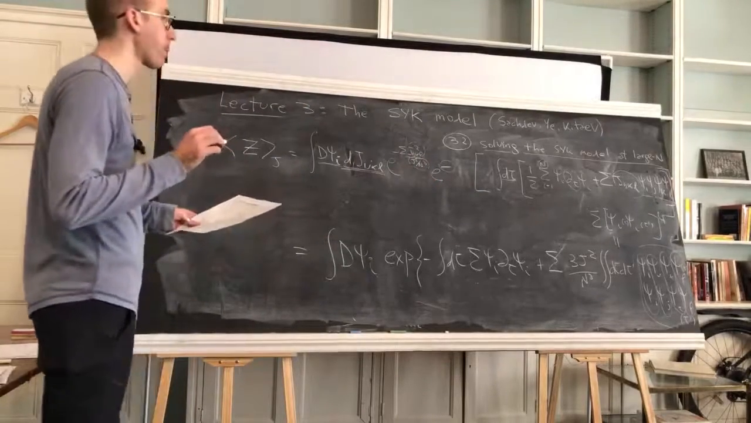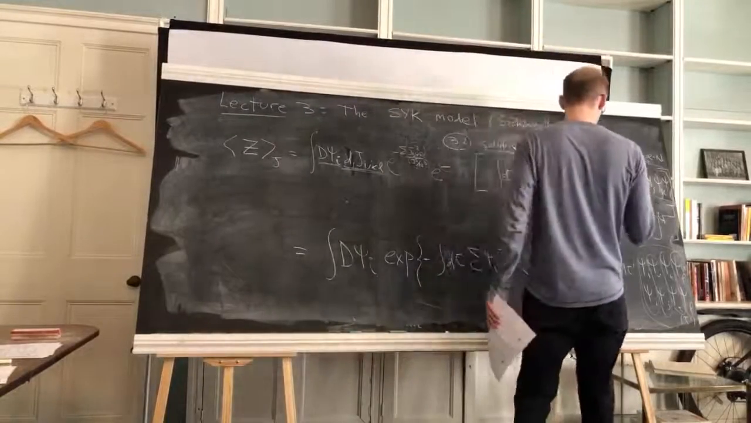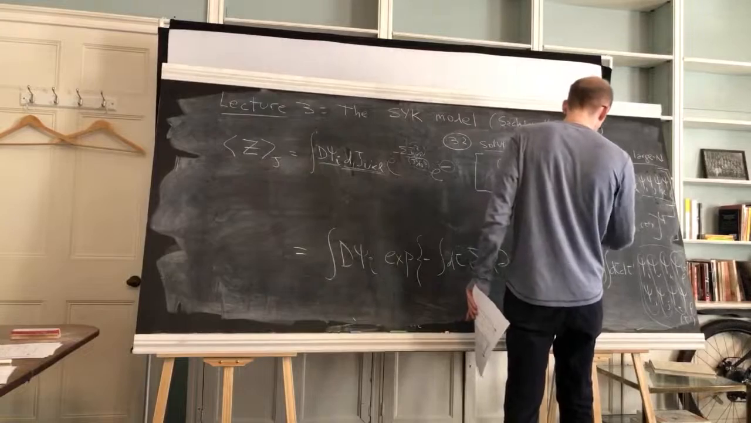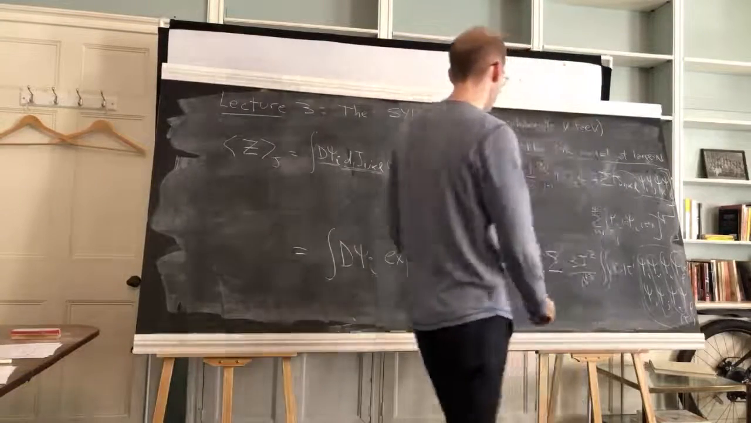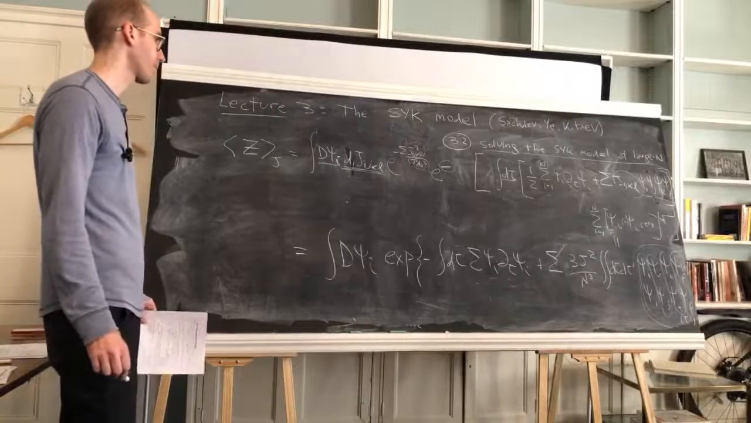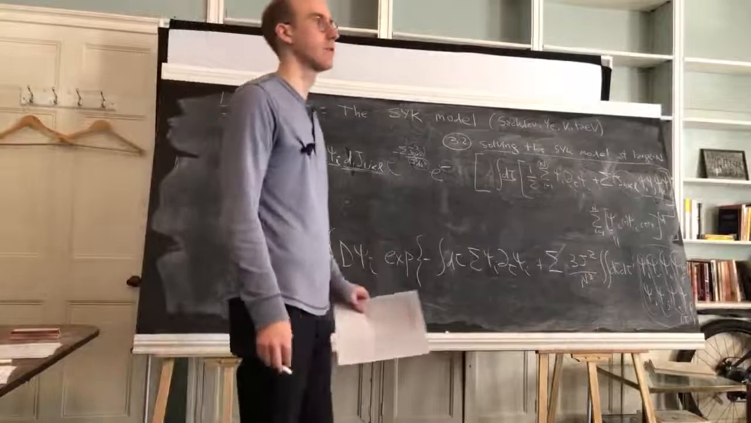So yeah, the sum directly was from 1 to n? Sum here? No, in this last result. This one? Yeah, i from 1 to n, yes. Other questions?